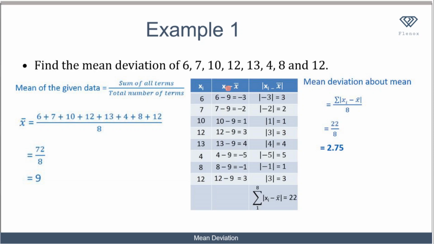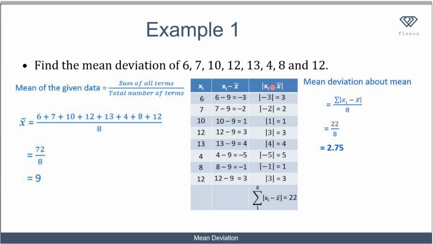Now we find the deviation of all these numbers from their mean. For the first number 6, we find the deviation of 6 from the mean, which is 9. So 6 minus 9 gives us minus 3. We subtract 9 from all the values here: 7 minus 9, 10 minus 9 and so on till we get to the last value, which is 12 minus 9.